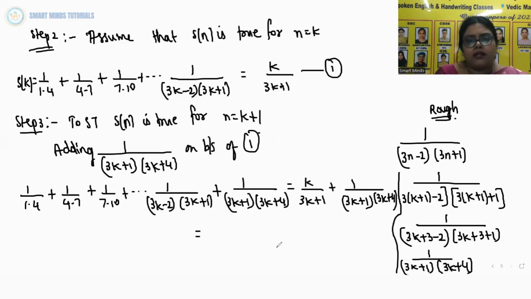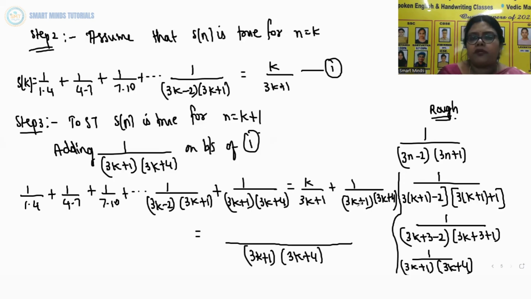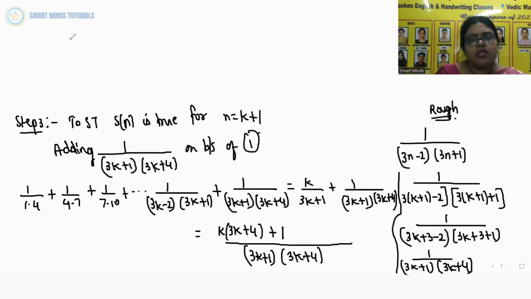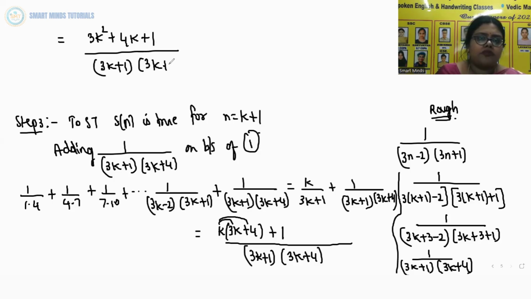Now we need to take the RHS and take the LCM. So 3k plus 1 into 3k plus 4 is the LCM. So in the first term in the denominator you have 3k plus 1, you don't have 3k plus 4. So we need to multiply the numerator with 3k plus 4. So k into 3k plus 4 plus 1. Now you see how we simplify further. So this into this into this: 3k square plus 4k plus 1 by 3k plus 1 into 3k plus 4.